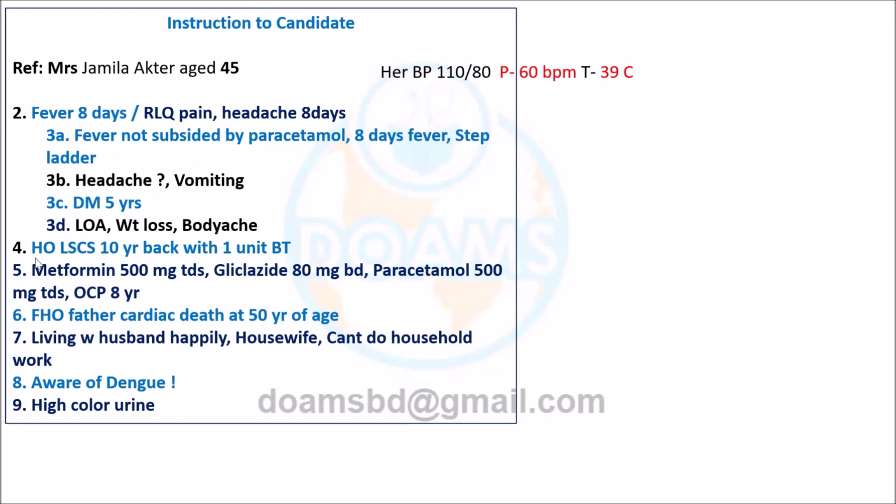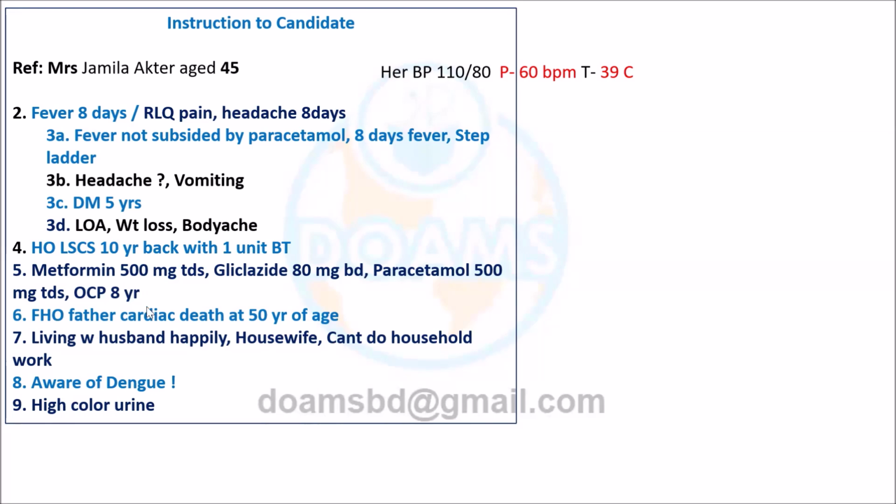In number 4, to make it easy, Dr. Habib, I am also with you now, reading. The patient has a history of LSCS 10 years back, with 1 unit of blood transfusion previously. Okay. And she takes metformin 500 milligram 3 times daily, glycoside 80 milligrams BD, paracetamol 500 milligram 3 times a day, and oral contraceptive pill for the last 8 years. Okay.